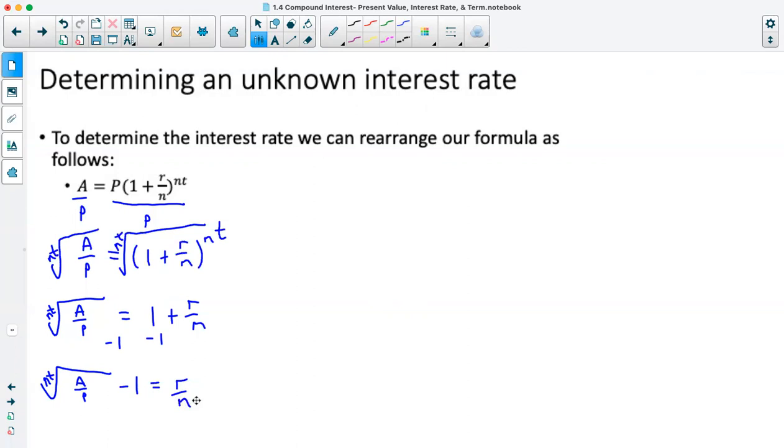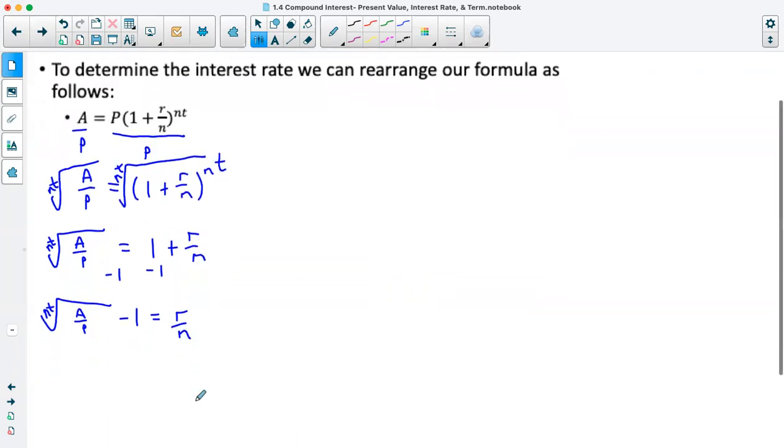And then to get R on its own, we would multiply both sides of our equation by N. So that would give us N times the NT root of A over P, minus 1, is equal to R.